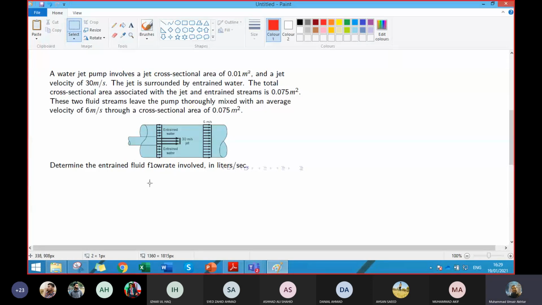In this problem, you are required to calculate the entrained fluid flow rate, that is the flow rate of the fluid that is here in this region, here and here. You are given the velocity of the center fluid, that is 30 meter per second, and the velocity of the fluid at the outlet, that is 6 meter per second. Can you do that?